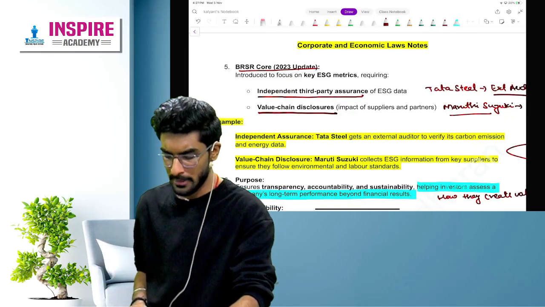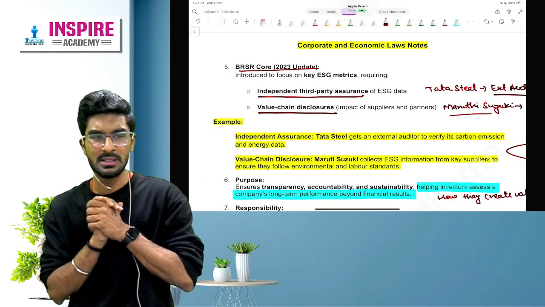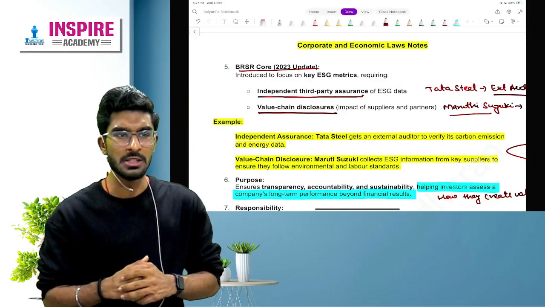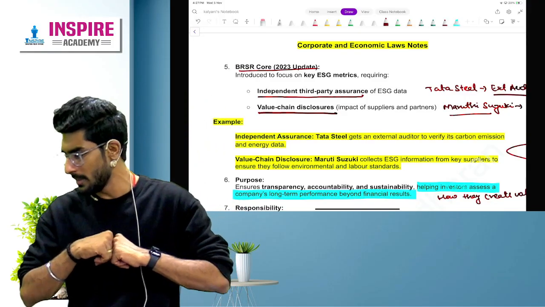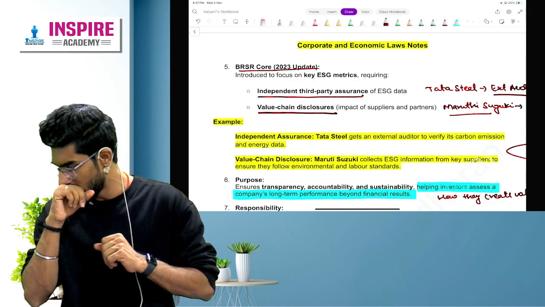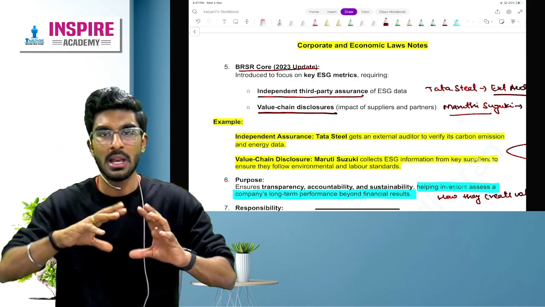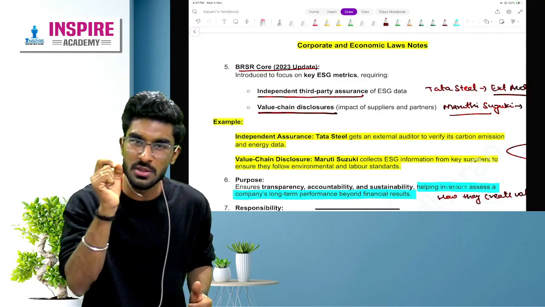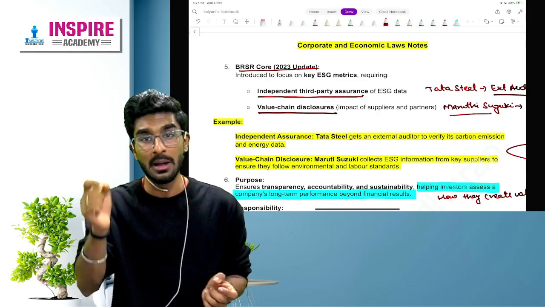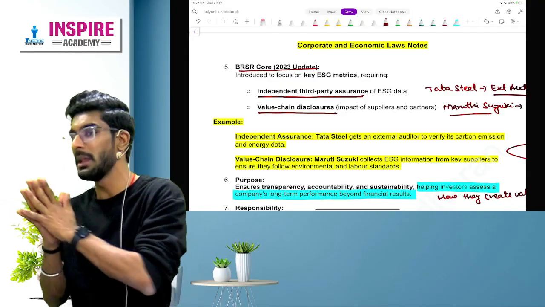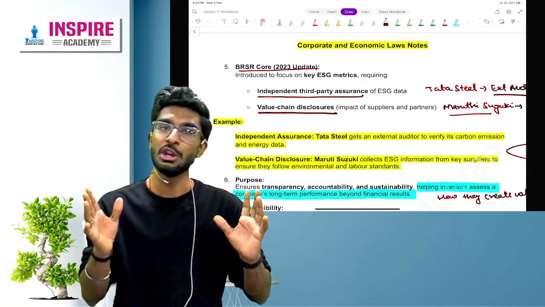People's logic is simple. If investors think that this company is heavily polluting the rivers, and is very unethical, and very dominant towards women, do you think investors would invest in that company? No. That company will lose money eventually. So for survival, the company has to follow all the ESG parameters.